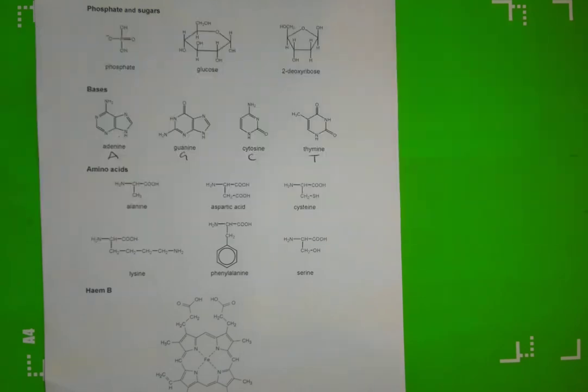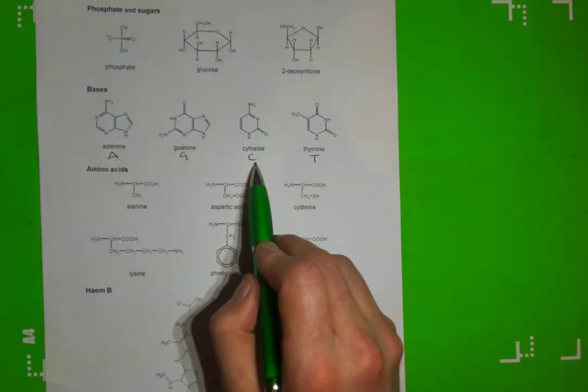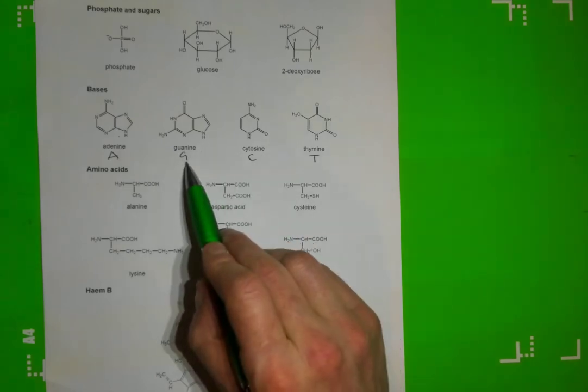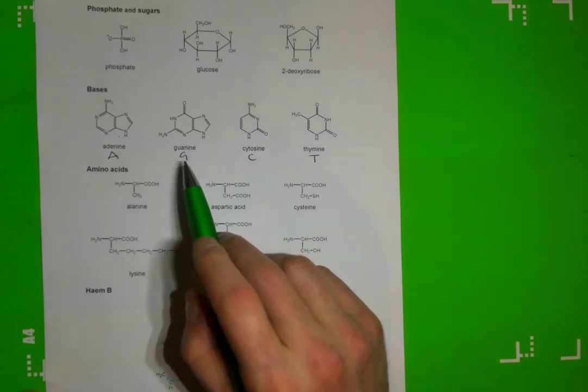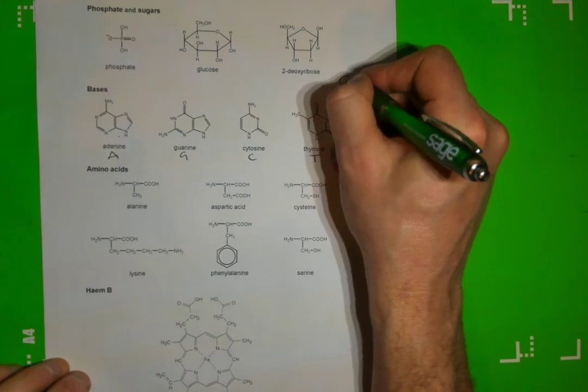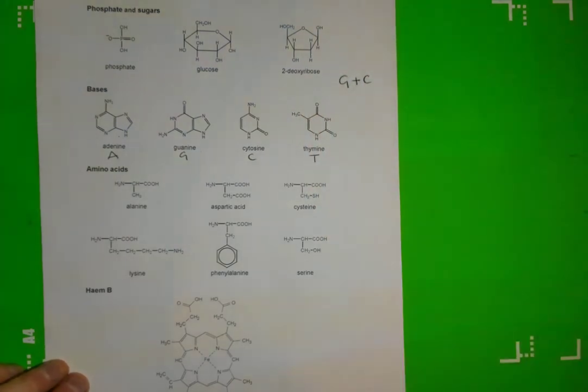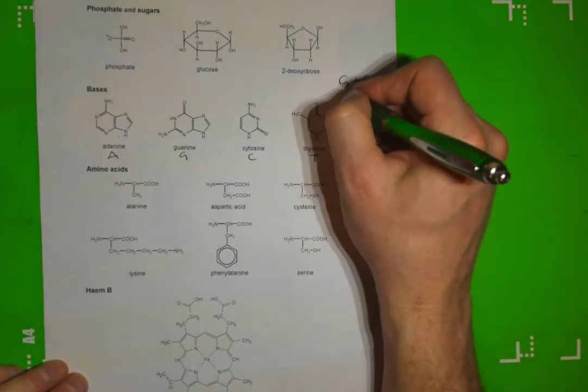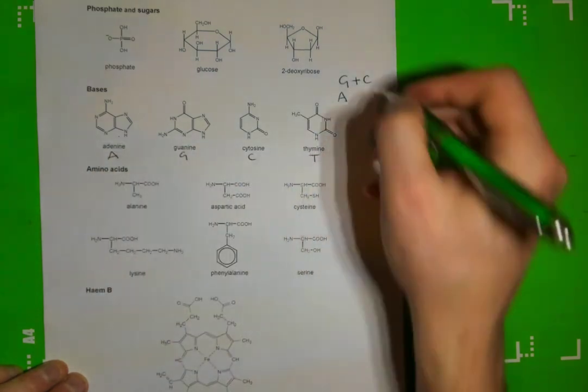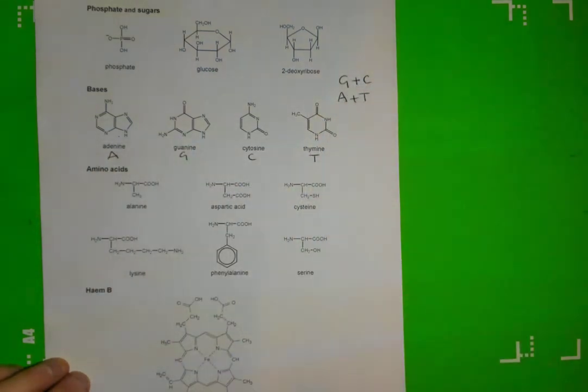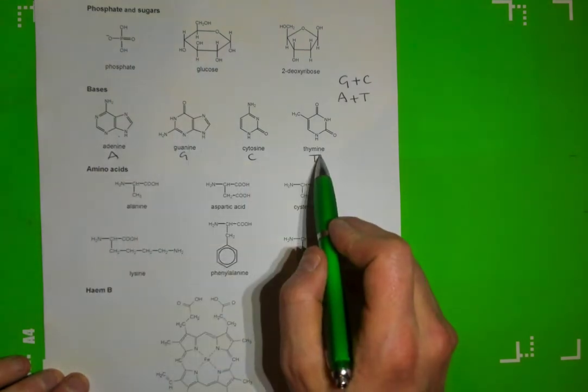Now, we know that base C, cytosine, can only bond with base G. So G and C can bond together, and A and T can bond together. And we need to look at why this is. So I'm going to circle some atoms on adenine and circle some atoms on thymine.